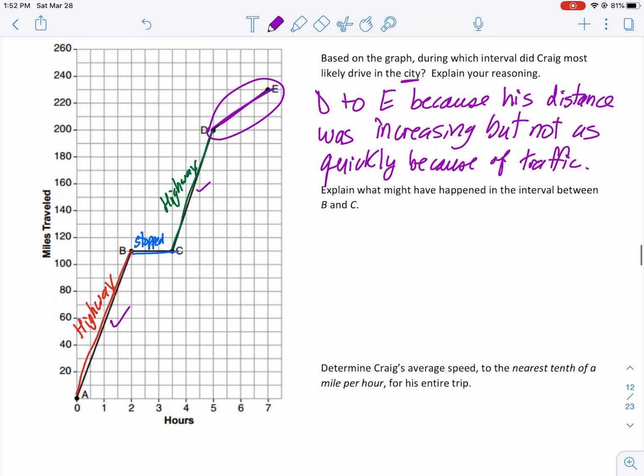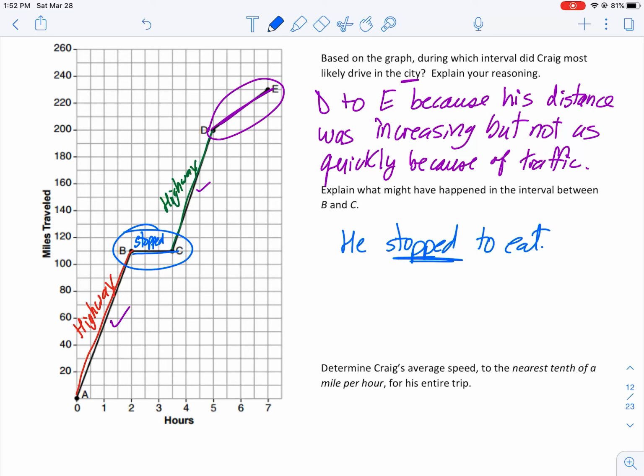All right, part 2, explain what might have happened in the interval from B to C. So we kind of already talked about that. That's a flat spot, so that means he stopped. So if you're going on a long trip to your friend's house in another state and you're driving, maybe he stopped to eat. Maybe he got a flat tire. Maybe he just stopped to take a rest. Whatever you write here, you just have to make sure you're saying that he's stopped.